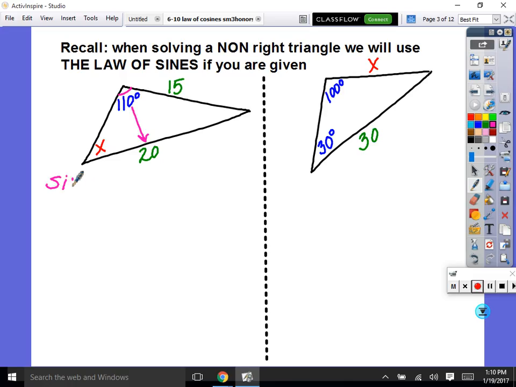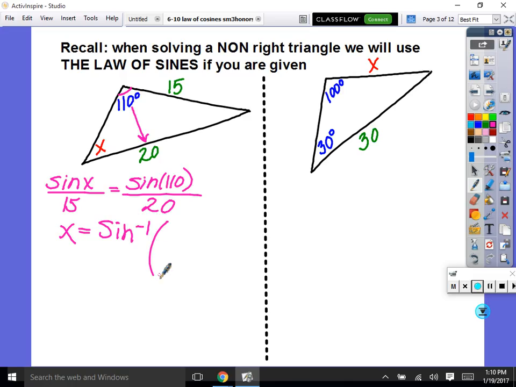So we would say sine of angle x over 15 equals sine of 110, and you should have a calculator out ready to go, over the side across. I can do this algebra in my head. If you can't, you'd multiply by 15, right? Take the sine inverse. So sine inverse of 15 sine of 110 over 20. Type it into your calculator.